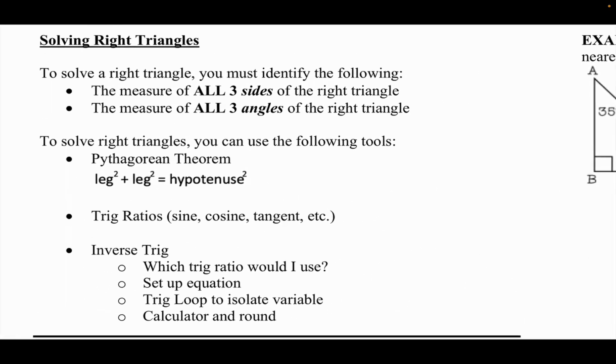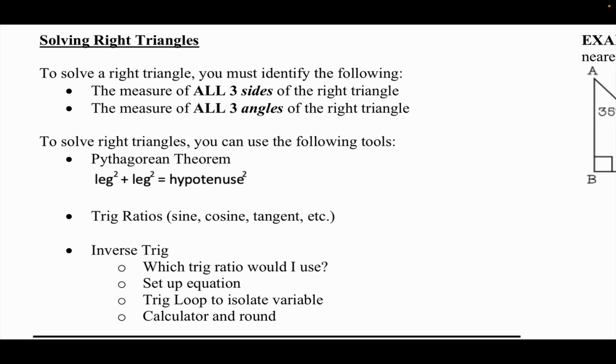Okay, so the last thing we're going to do. Solve right triangles. Now we're going to solve right triangles. What does that mean when I say solve right triangles? It means we need 6 things. I need to know what all 3 sides are, and I need to know what all 3 angles are. That's how you solve it. So I need 6 things. Okay? So what do we use?